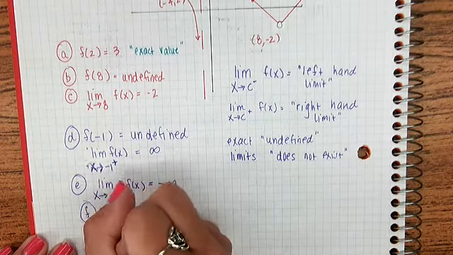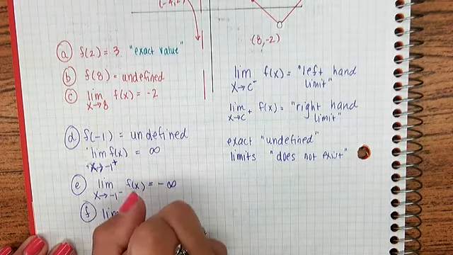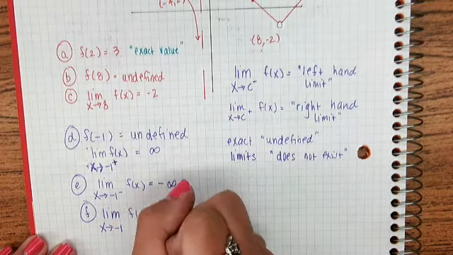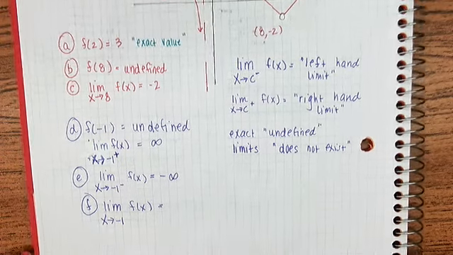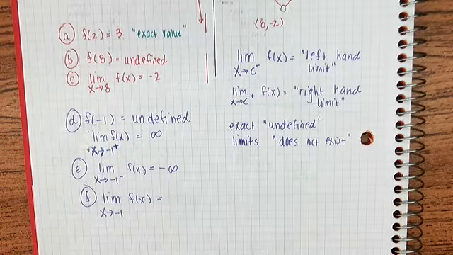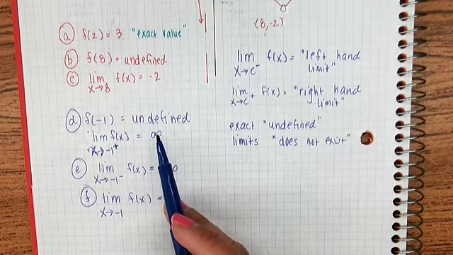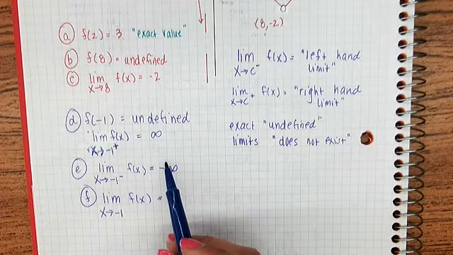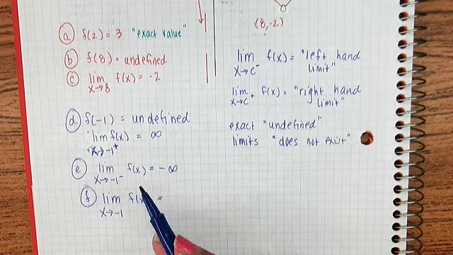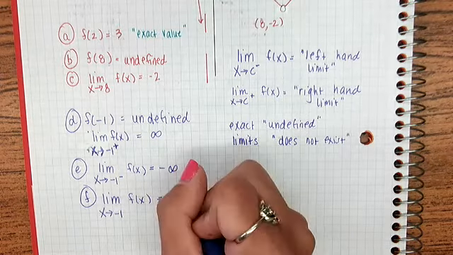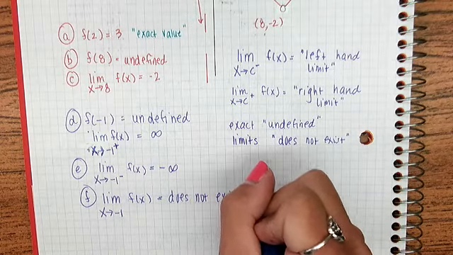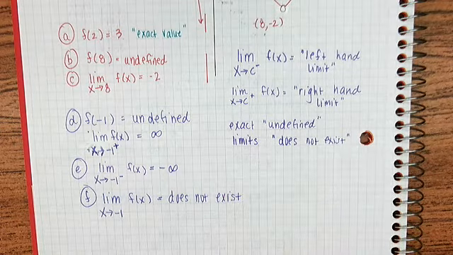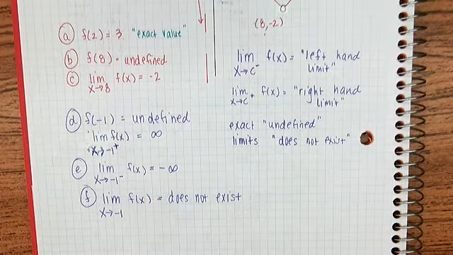So what if I ask you now about the overall limit? What do you think that's going to be? Take a second. If the right hand is going to infinity and the left hand is going to negative infinity, where's the overall limit going? It doesn't exist. The right hand must be the same as the left hand.